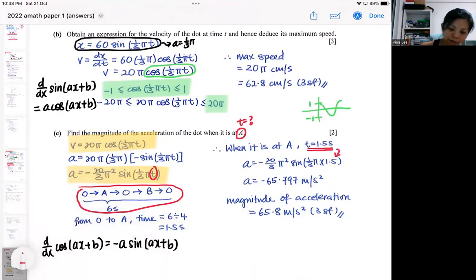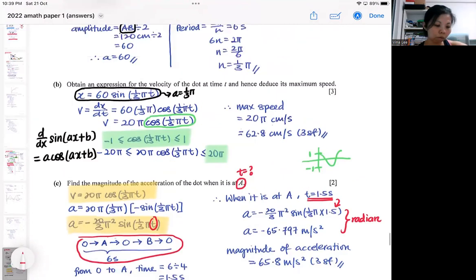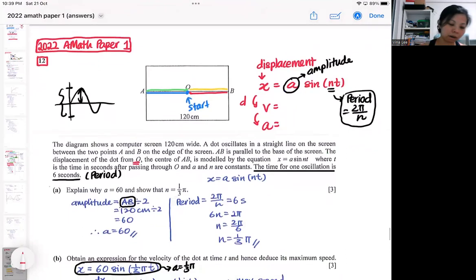You put in 1.5, and key in radian mode. Make sure your calculator is in radian mode. Your calculator will return you a negative acceleration. The question is asking you for the magnitude, which is only the size of the acceleration, so we ignore the negative. We just have to answer the question that the magnitude is this amount. It's the quantity, so we are not concerned whether it's positive or negative. So that is the whole question on this application question.